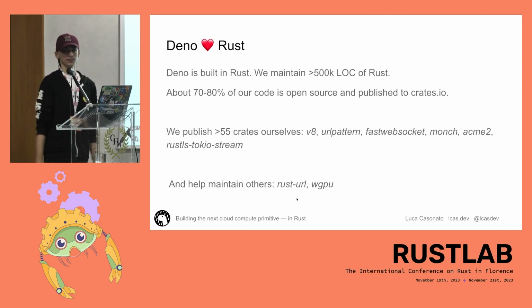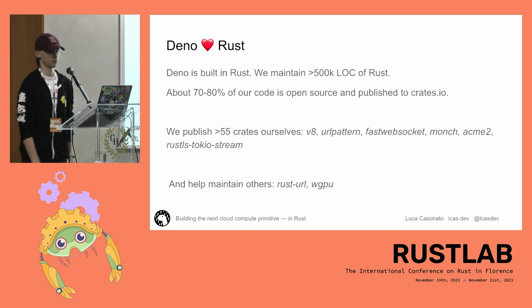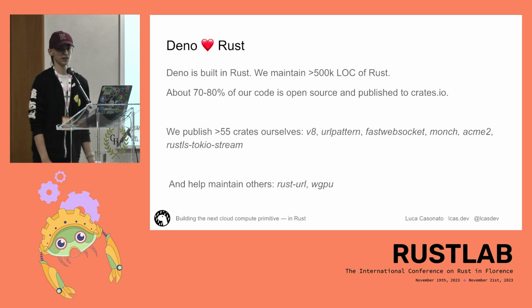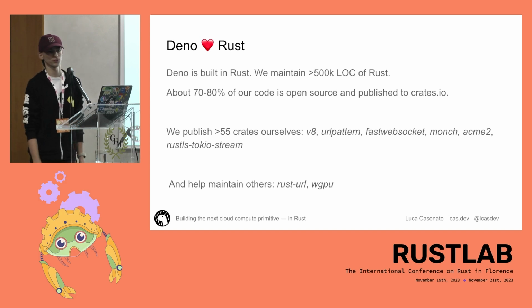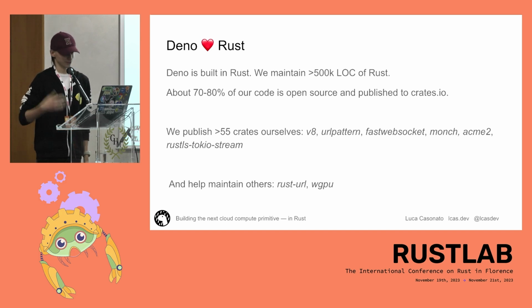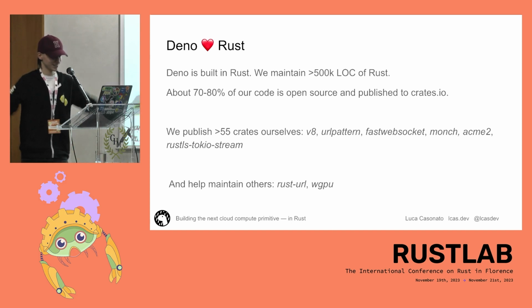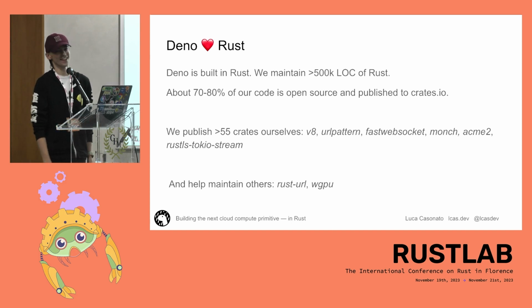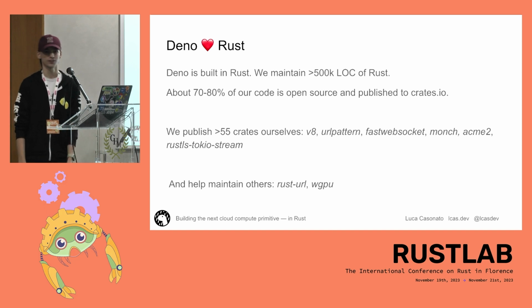We love Rust. Deno is completely written in Rust. We maintain over 500,000 lines of Rust across our organization on GitHub. About 70 to 80% of that is open source. It actually took me a while to figure out how much code we had in Rust because apparently it's not very easy to get a line count just out of GitHub if you have like 180 repositories. But hey, I managed.